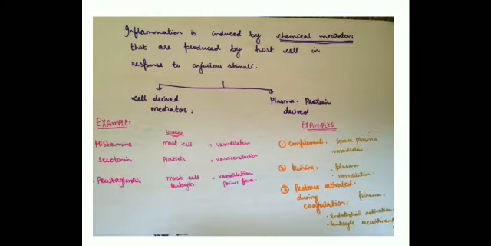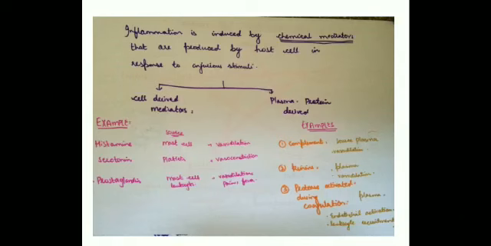Let's move ahead. Inflammation is induced by chemical mediators that are produced by host cells in response to injurious stimuli. Mediators are of two types, cell-derived mediators and plasma protein-derived. Examples include histamine, serotonin, prostaglandin. Histamine comes in amines.